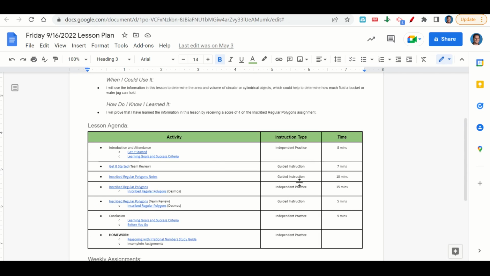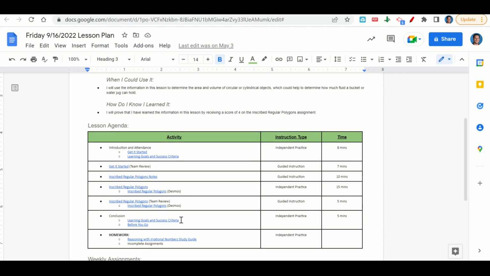Now let's take a look at our agenda for today. We will begin by going over our learning goals and success criteria. While we do that, you'll fill out your Get It Started. Once you've completed your Get It Started, we'll go over it together and answer any questions that you may have. After that, we'll go over the Inscribed regular polygons notes, and then I'll give you time to complete the Inscribed regular polygons assignment on Desmos. Once you've completed the assignment, we'll go over it together and answer any questions that you may have.